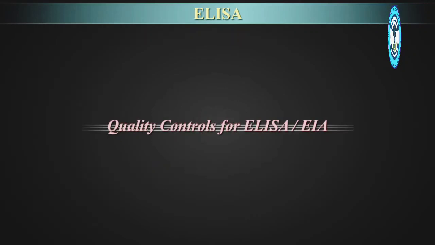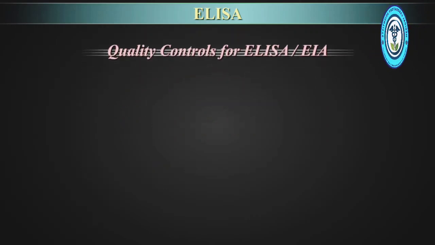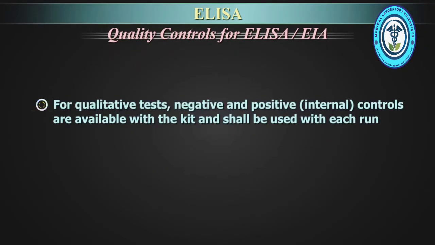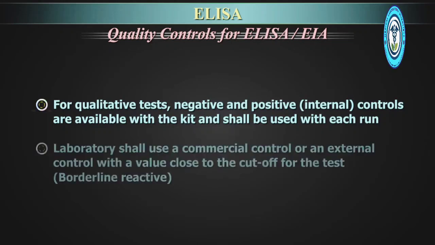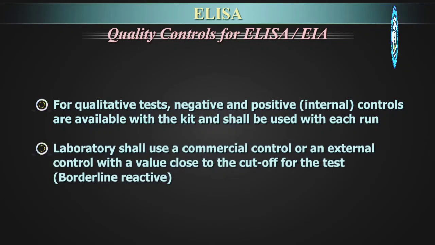Quality controls for ELISA or EIA. For qualitative tests, negative and positive, that is, internal controls, are available with the kit and shall be used with each run. In addition, laboratories shall use a commercial control or an external control with a value close to the cutoff for the test, borderline reactive.